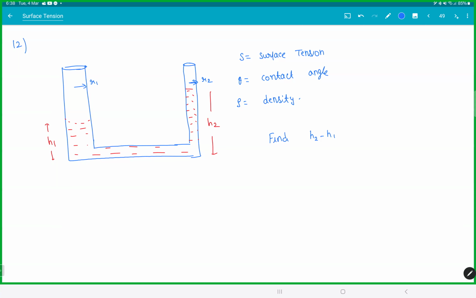Meaning the one easiest way that you can actually guess the answer easily. Think about it. If there was no surface tension, both would have had the same height. Because of the surface tension, this one will go how much extra? 2s cos theta by rho g r1. This one will go how much extra? 2s cos theta by rho g r2. So what is the difference? Subtract them, isn't it?